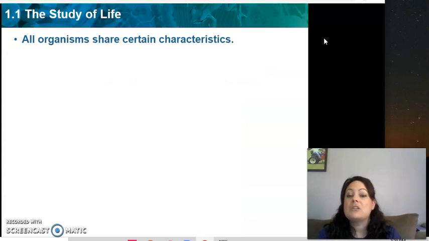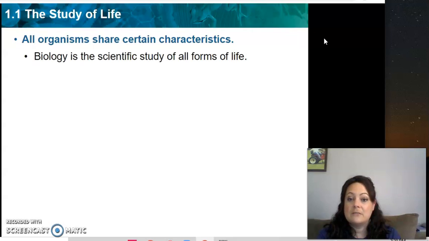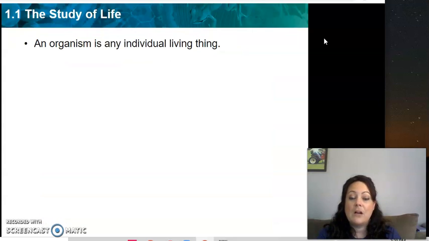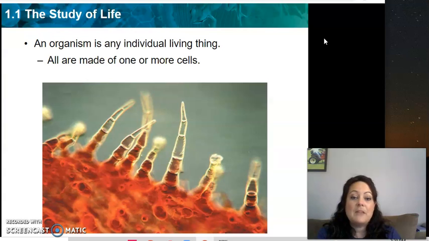All organisms share certain characteristics. Biology is the scientific study of all forms of life, and no matter what you're studying, whether it's plants or animals, you will see that everything living shares these certain characteristics. So all of those animals there are going to share basic commonalities, such as they are made up of one or more cells. An organism is just anything that's living.